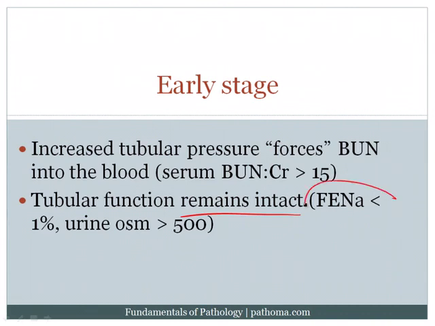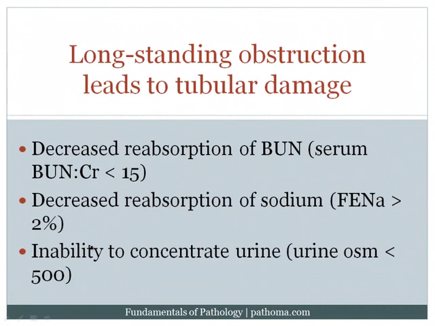And so therefore the FeNa will be less than 1%, and the urine osmolality will be greater than 500, both indicating that the tubules are functioning fine. If there's long-standing obstruction, however, eventually the tubule will get damaged. And when the tubule gets damaged, you're going to get decreased resorption of BUN, because the resorption of BUN is dependent on an intact tubule. Therefore, the serum BUN to creatinine ratio will now be less than 15.